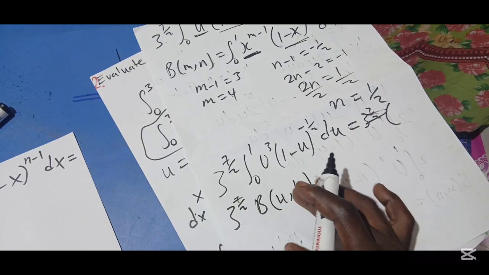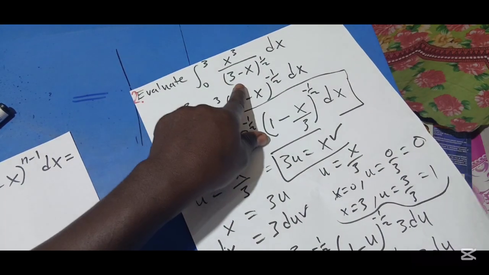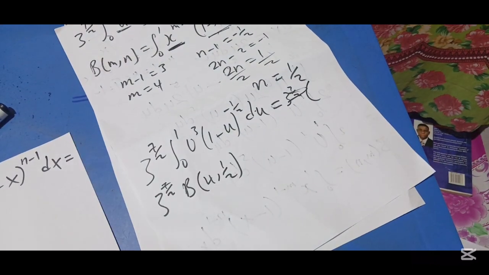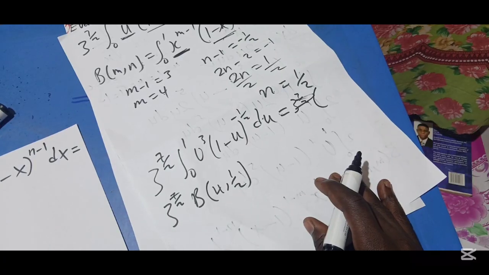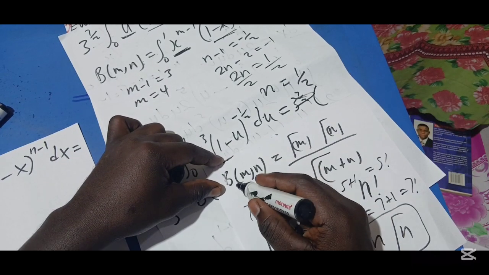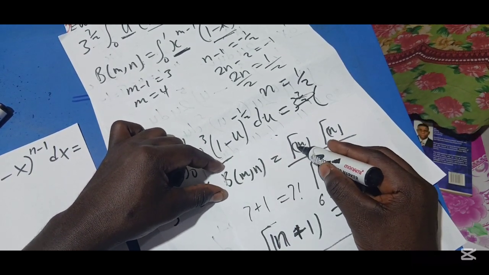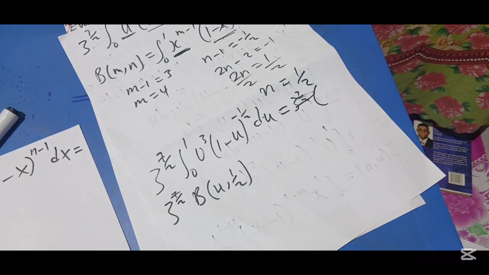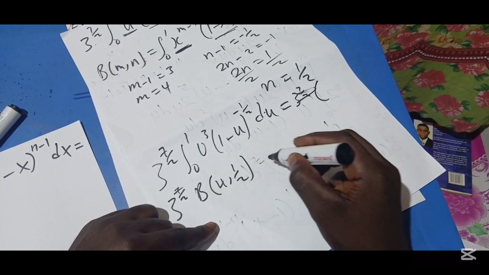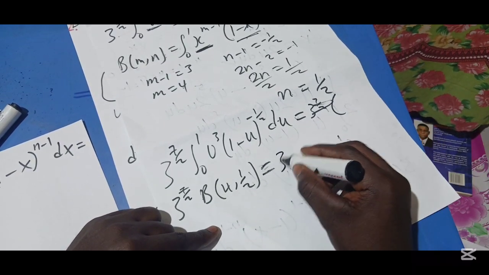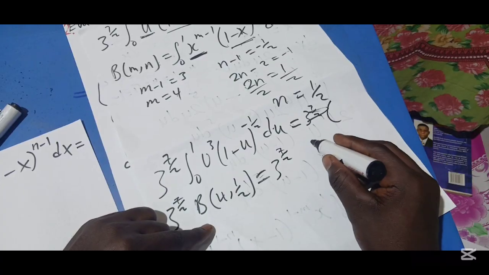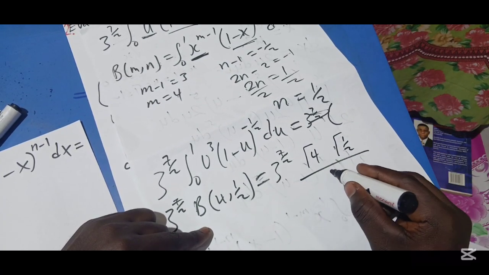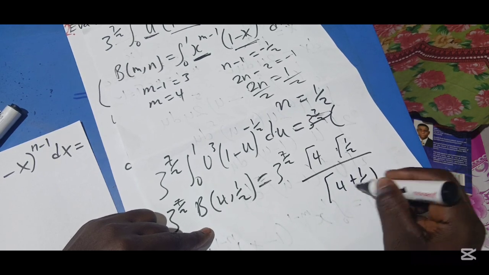So evaluating this, the value that we will get will be the solution of the whole of this problem. Using the relation between gamma and beta function, we know beta of m, n equals gamma of m, gamma of n, all divided by gamma of m plus n. So let's do the same. We are going to get 3 to the power 7 on 2. Don't forget this. Gamma of 4, gamma of half, all on gamma of 4 plus half.